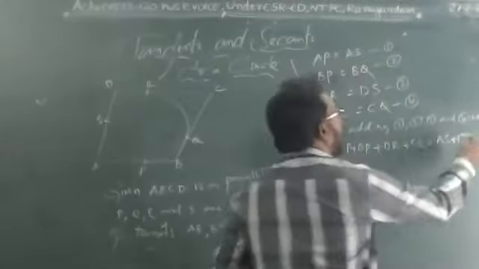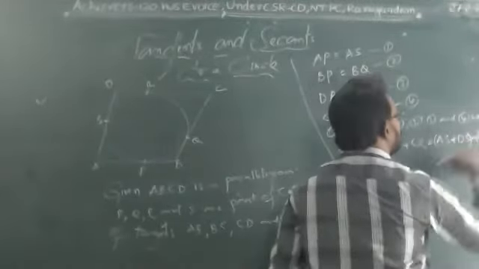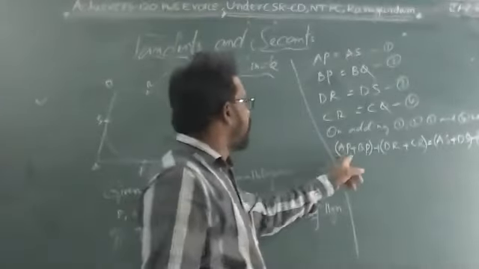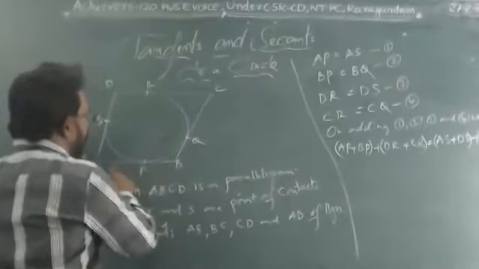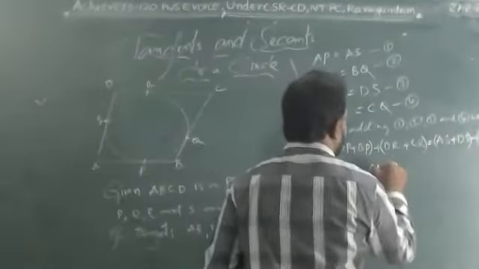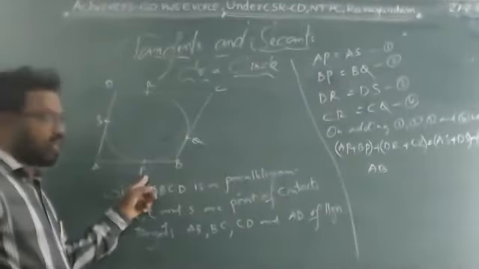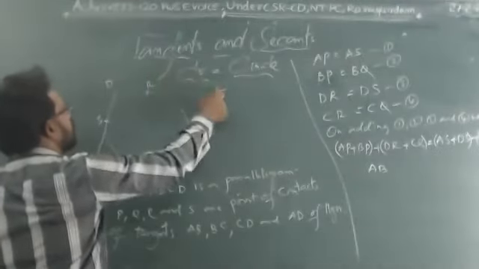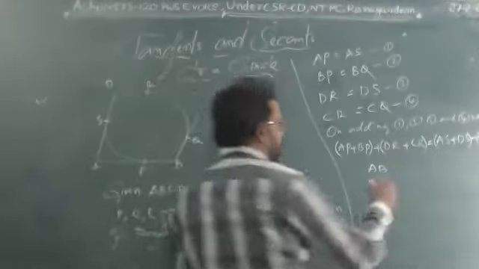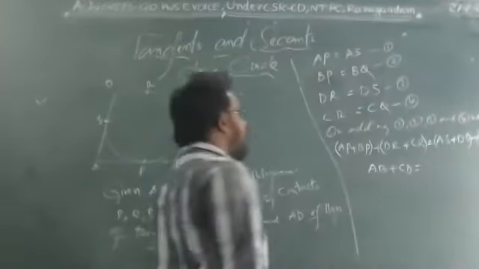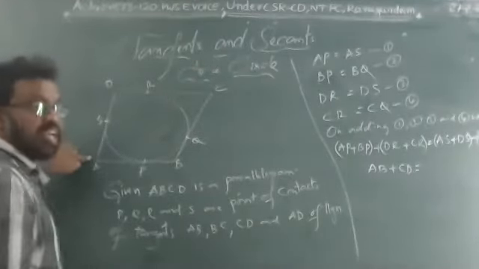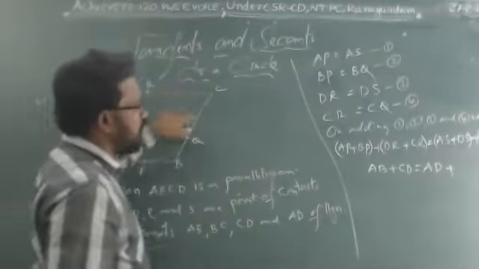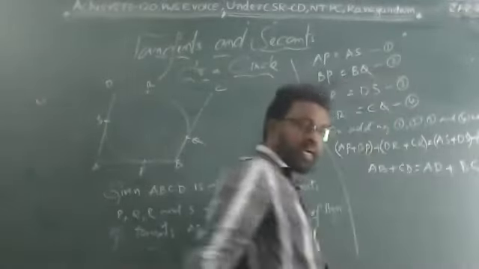You can take these two as one brace, these two as one brace, R and P each as one brace. So AP plus BP you can write as AB. Same way, DR plus CR you can write as CD. And on the right side, AS plus DS you can write as DA or AD, and BQ plus CQ you can write as BC.